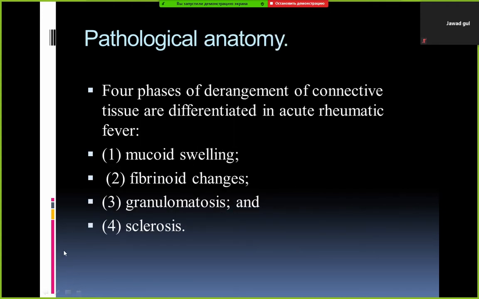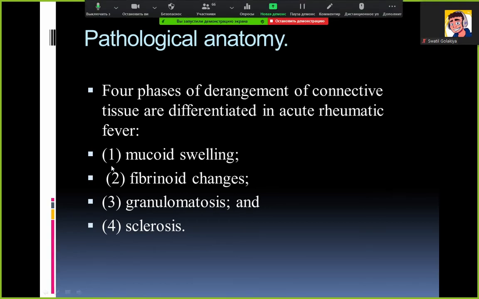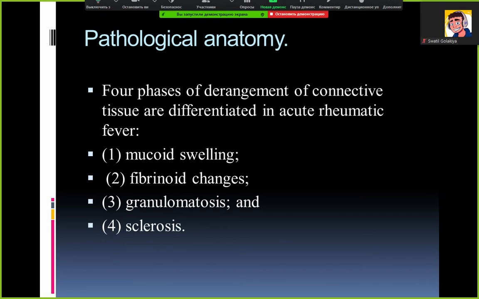According to pathological anatomy, there are 4 phases of derangement of connective tissue. So for your classes, you must revise your knowledge from pathanatomy about the characteristics of each phase. The phases are mucoid swelling, fibrinoid changes, granulomatosis, and sclerosis.